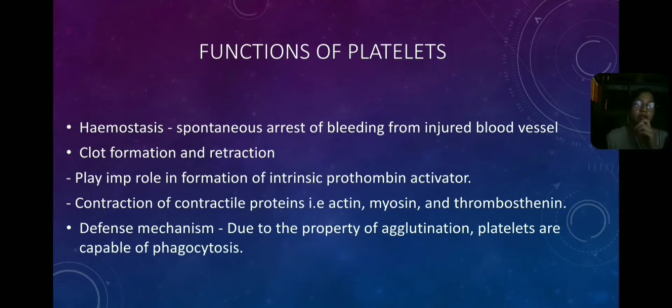So, in clot formation and retraction, platelets play an important role in the formation of intrinsic prothrombin activator. It normally occurs when there is damage to a blood vessel. Platelets immediately begin to adhere to the cut edges of the vessel and release chemicals to attract even more platelets.